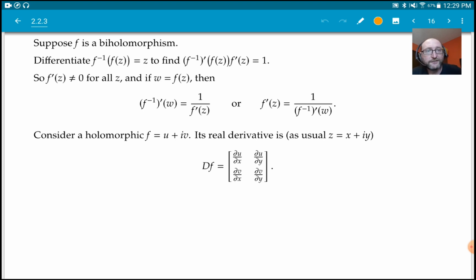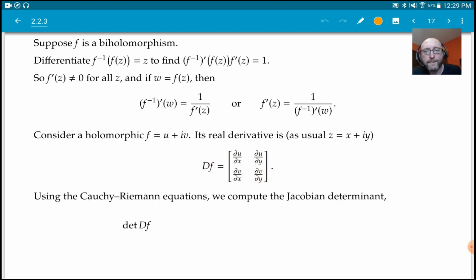Its real derivative is writing it as a function of u and of x and y, and writing the function as u plus iv. And then let's look at the determinant of this. So that's the Jacobian determinant, right? And that actually has a nice formula, right?